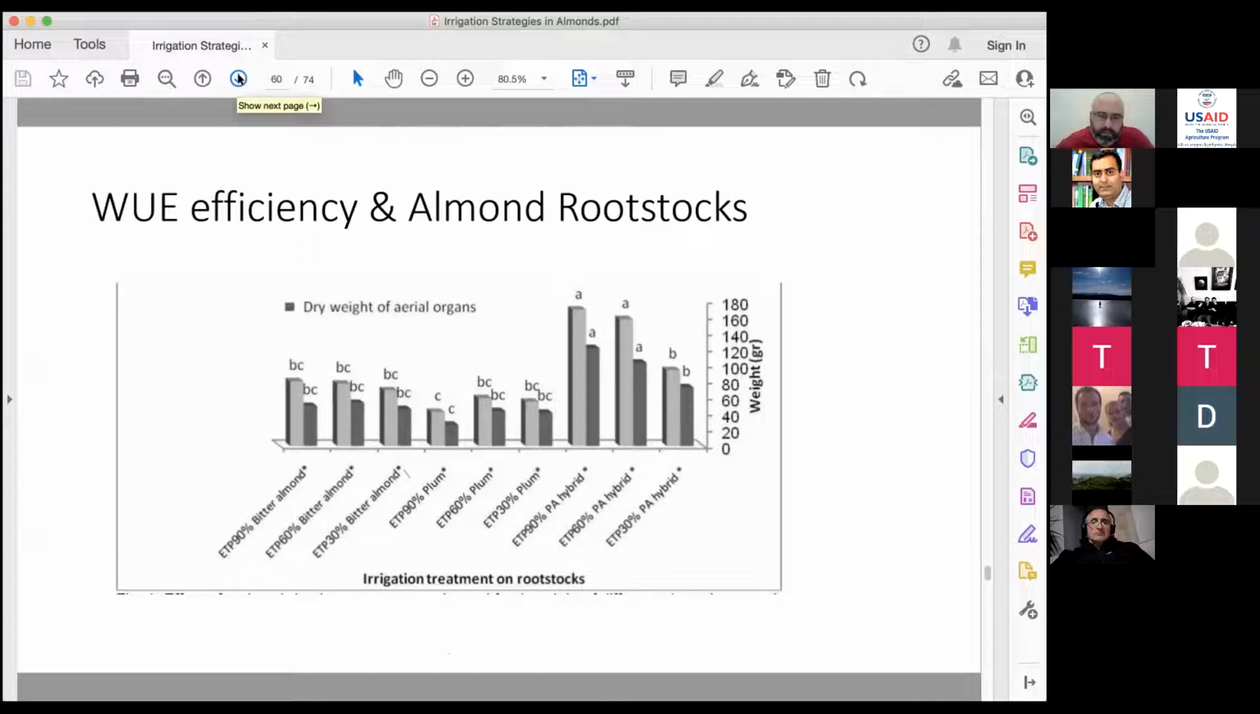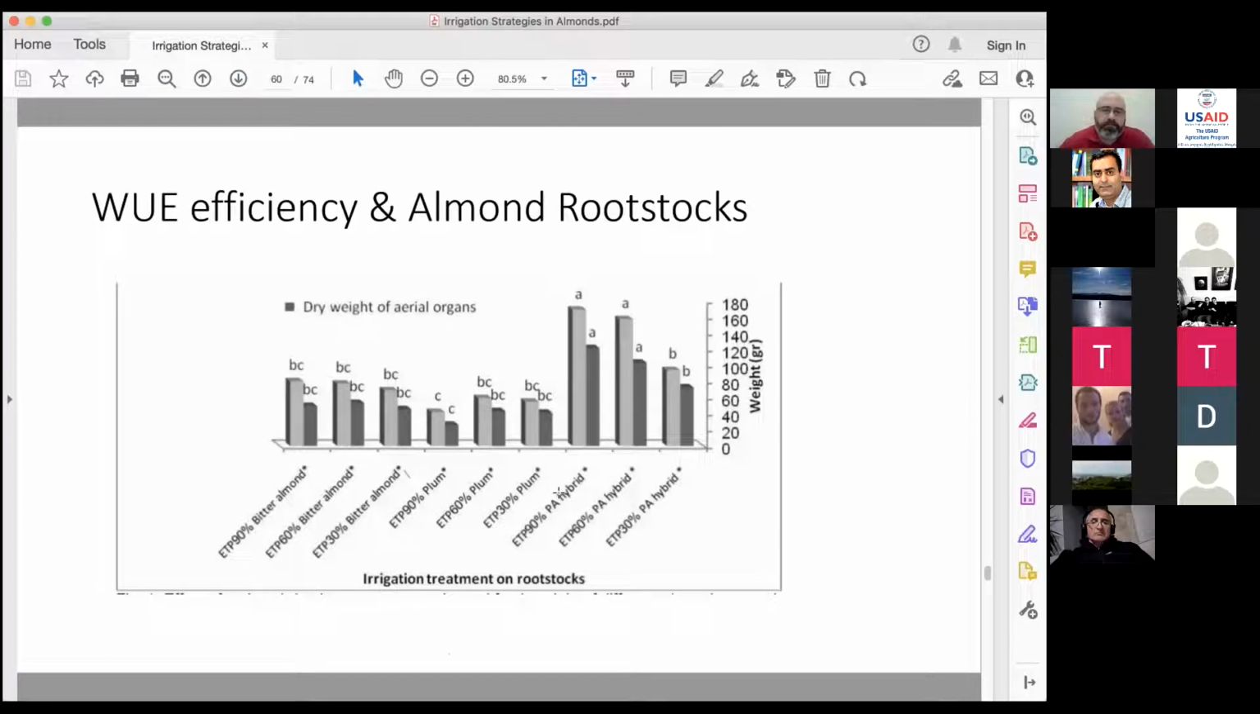Whatever we do in terms of proper irrigation scheduling or system design, we have to keep in mind that different rootstocks and different cultivars have different water use efficiency. They use water in different ways. So this was a university study that compared these three types of rootstocks: bitter almond, plum rootstock, and peach almond hybrid rootstocks.